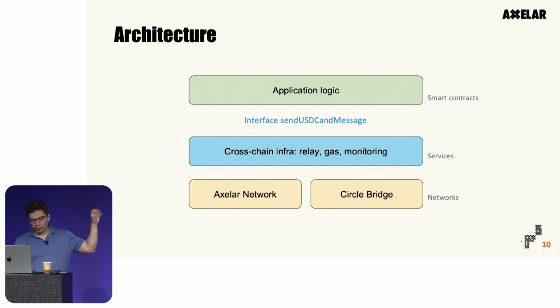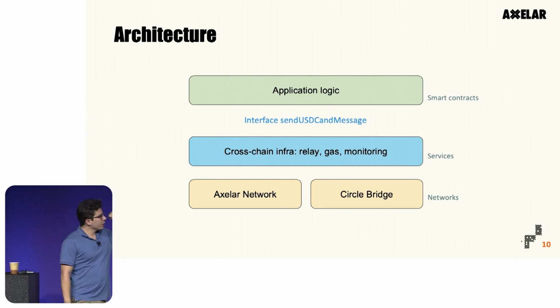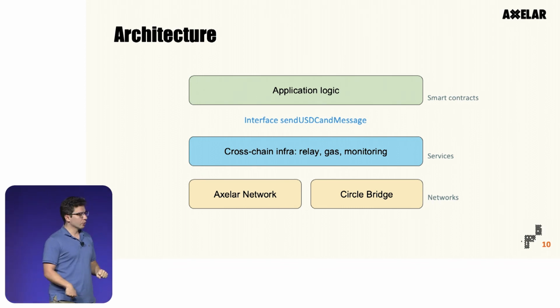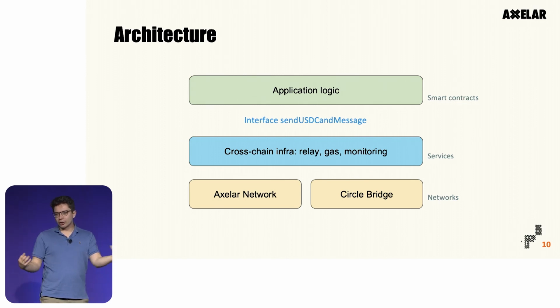So very high level, as you're building your application, you can think about building a series of application logic smart contracts that can be deployed across multiple chains, right? So in the same way as when you're coding on a single chain, you have smart contracts and they talk to one another, right?